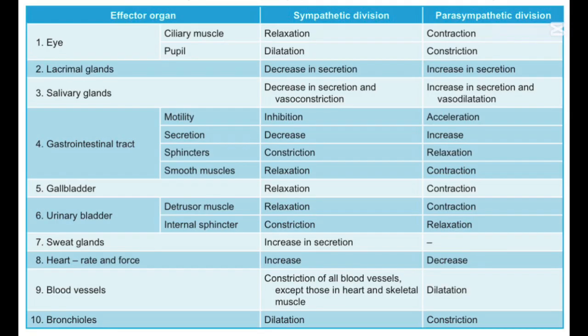Also, in the bladder, what does it do? It constricts the detrusor muscle in order to allow urination. Don't forget, in the bronchi smooth muscle, the GI tract, and the bladder, it causes all these actions.